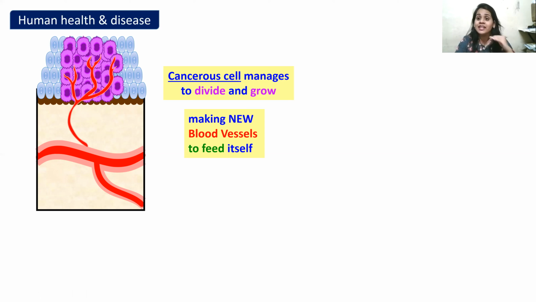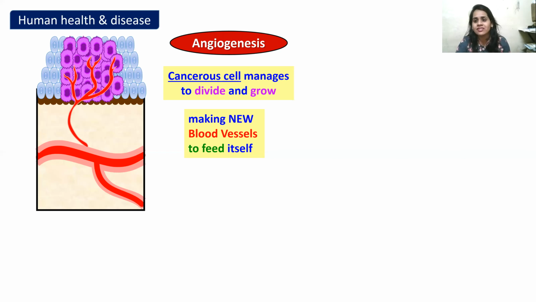Okay, and then they multiply very, very fast, and then they spread. So when they form their own blood vessel, that is called angiogenesis. क्या कहते हैं हम उसको? Angiogenesis. So cancer cell multiply होते हैं, फिर अंदर खुद के ही blood vessel बना लेते हैं, and that procedure, that thing is called angiogenesis.